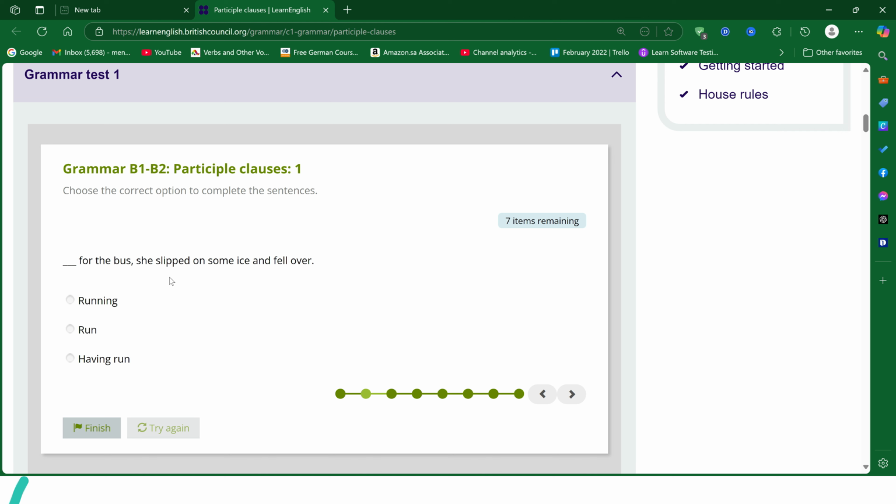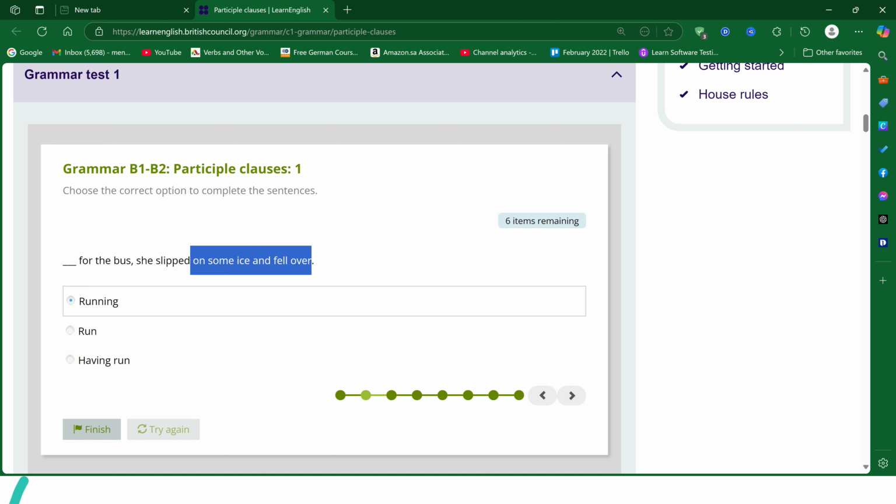Let's see the second one. "Run for the bus, she slipped on some ice and fell over." I think this happened while she was doing the other action, while she was running, because it would be very awkward if she slipped after she ran and stopped. So: running for the bus, she slipped on some ice and fell over, because this happened during or in parallel with another event. So it will be this.